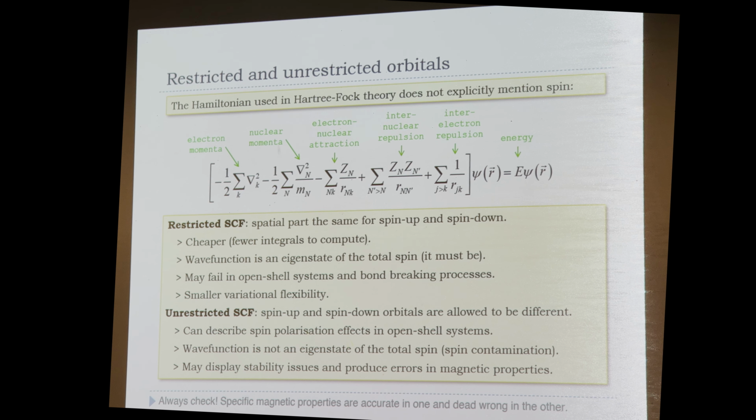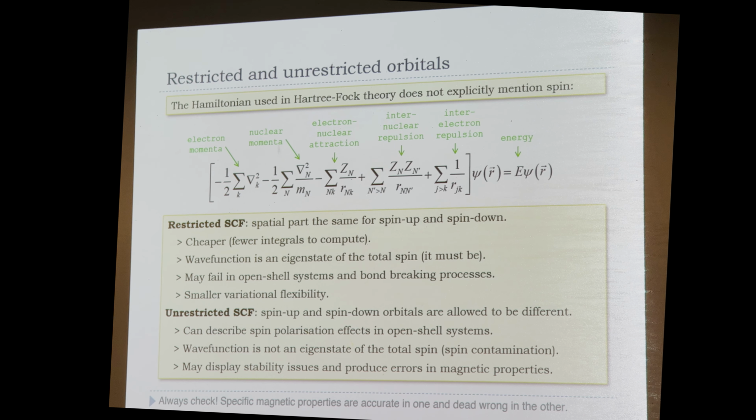And there may be stability issues, because if you start with a closed shell calculation, it might suddenly, because of simply numerical errors, drop its symmetry and become unrestricted, so errors in magnetic properties. Now, because both are approximations, this is still Hartree-Fock theory, right? It's the mean field approximation, just two different fudges on top of that.